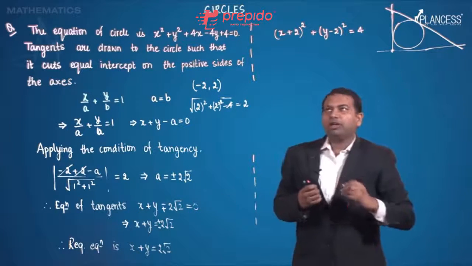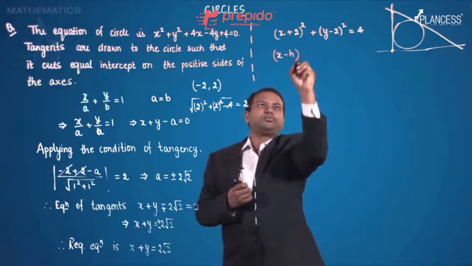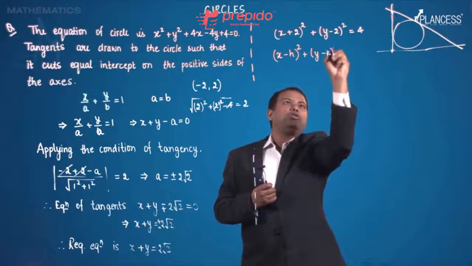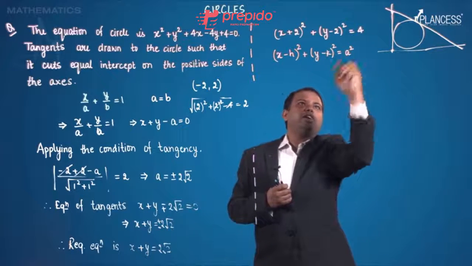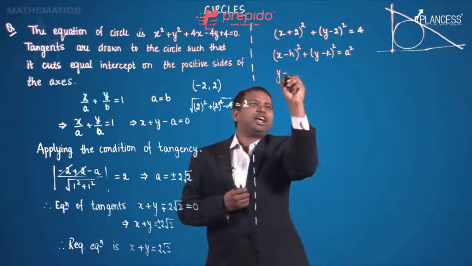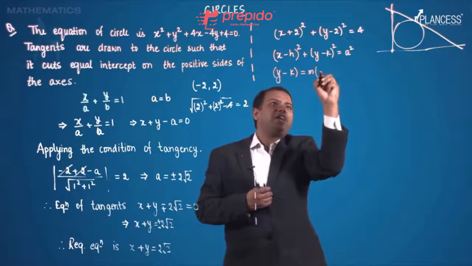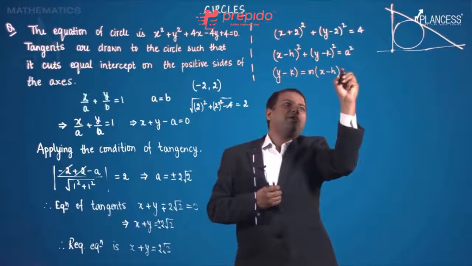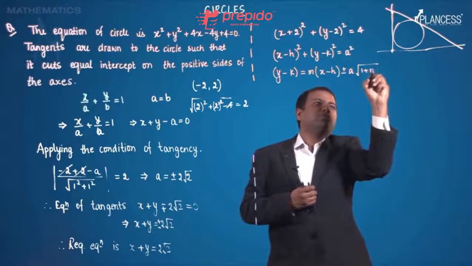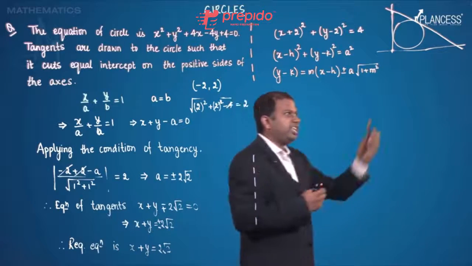Now we remember, for a circle (x minus h) whole square plus (y minus k) whole square equal to a square, if the slope of the tangent is m, the equation of a tangent is given by y minus k equal to m times (x minus h) plus or minus a times under root of 1 plus m square. Now here let us imagine the same case.